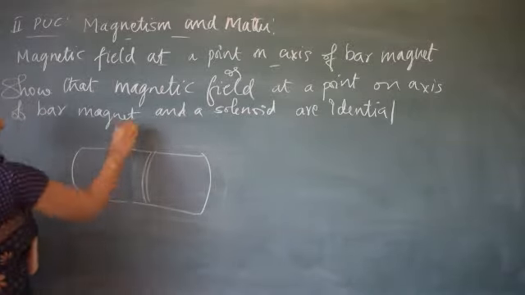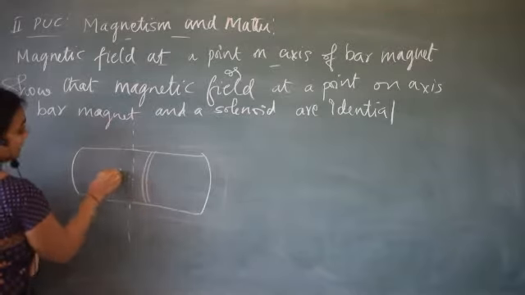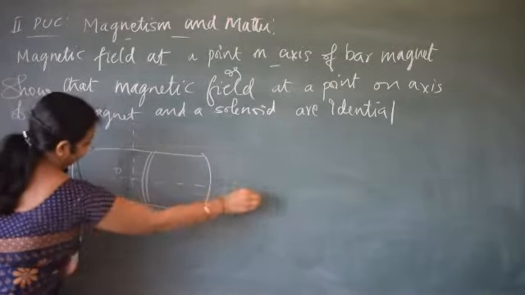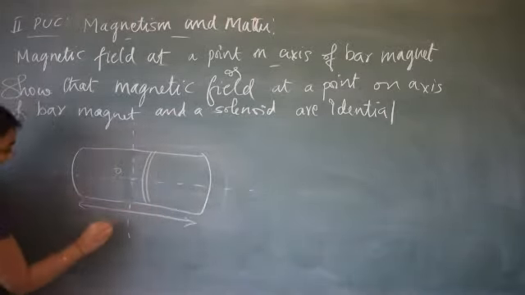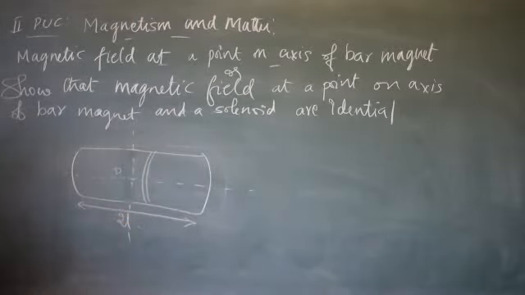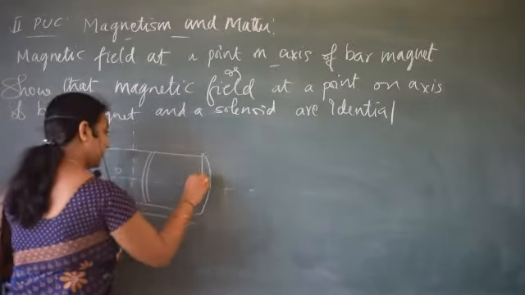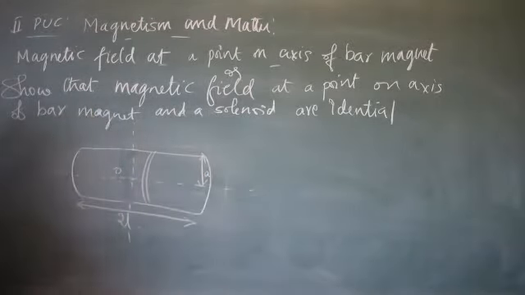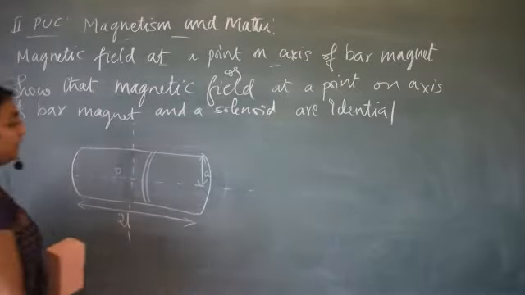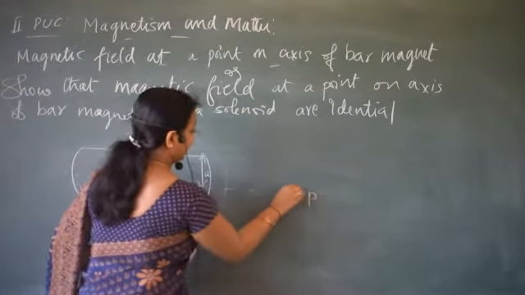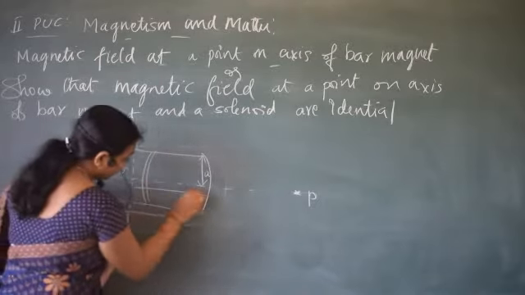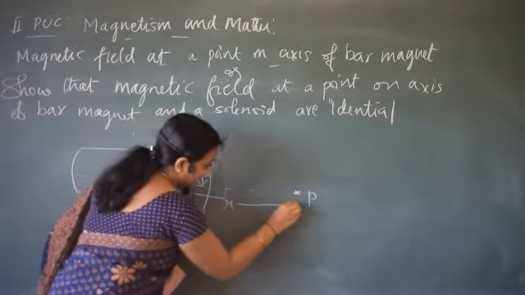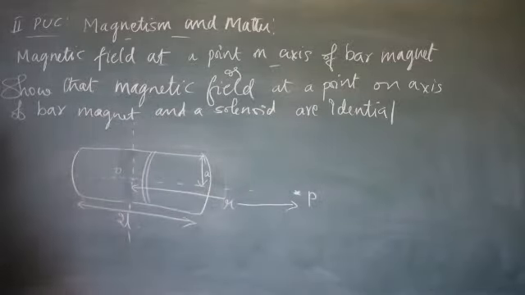Let O be the center along the axis. Let the length of the solenoid be 2L and the radius be A. Let P be a point at some distance R from the center of the solenoid.